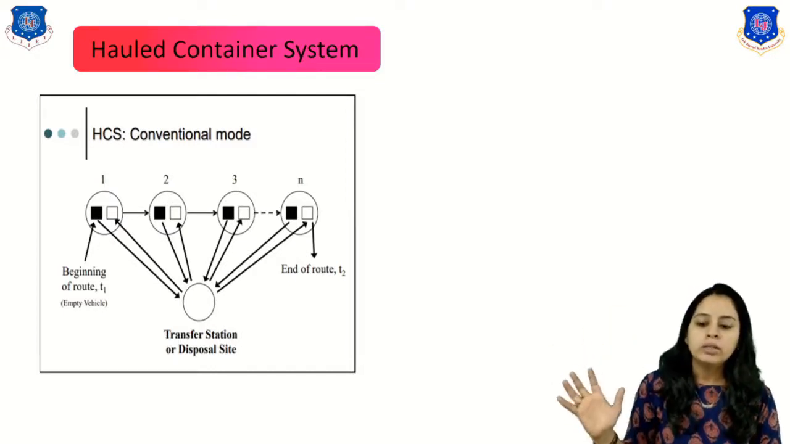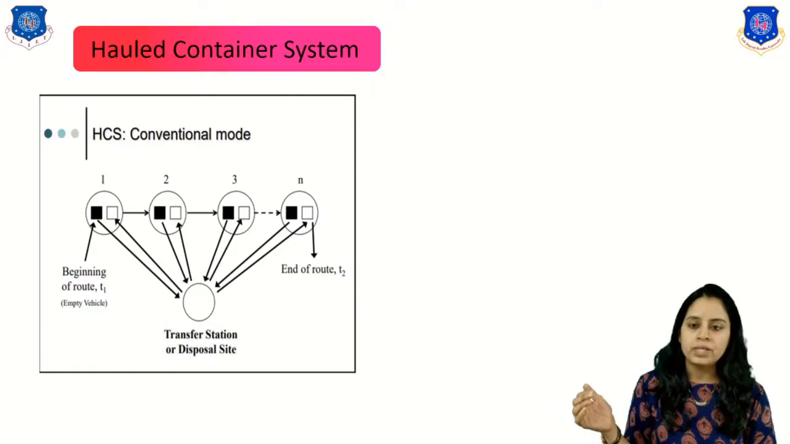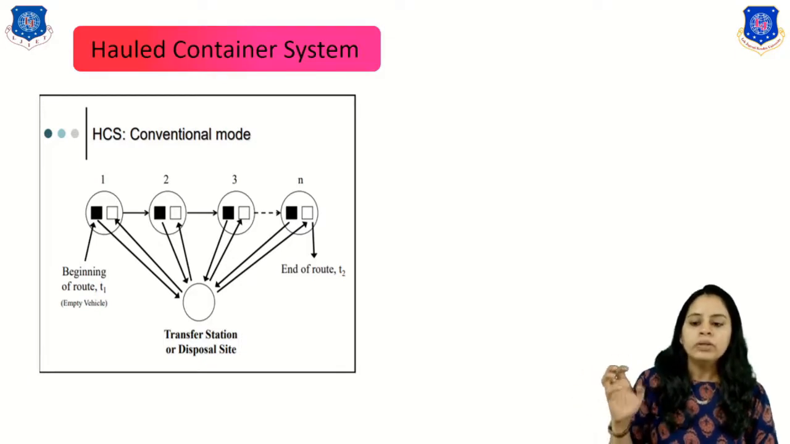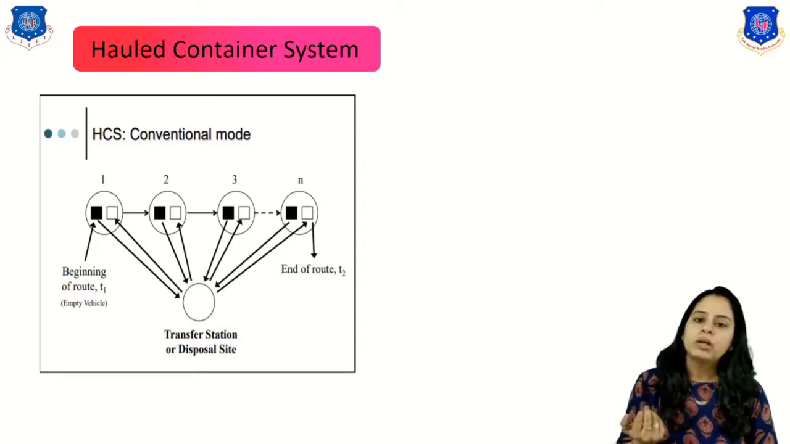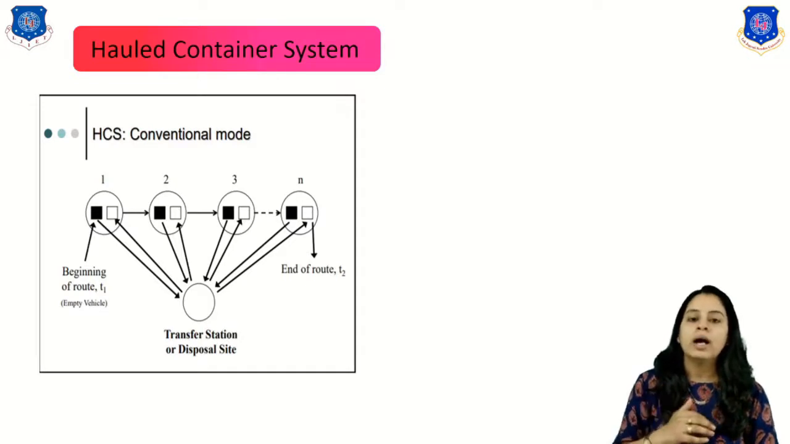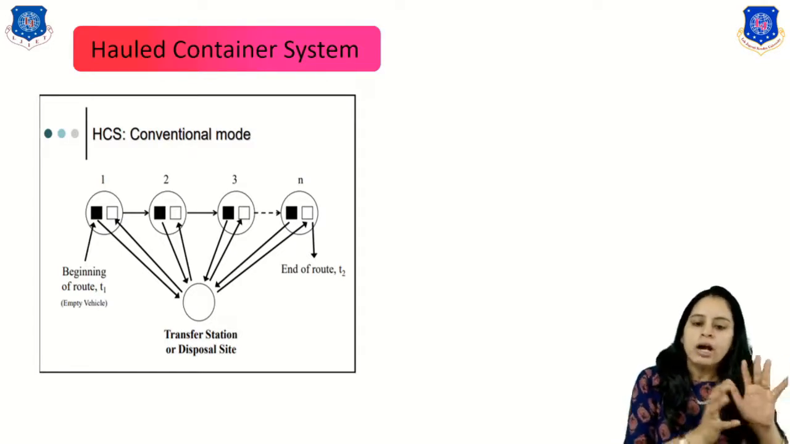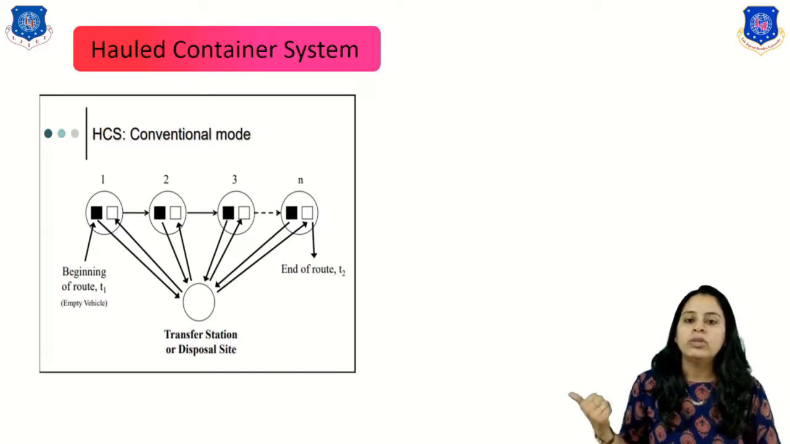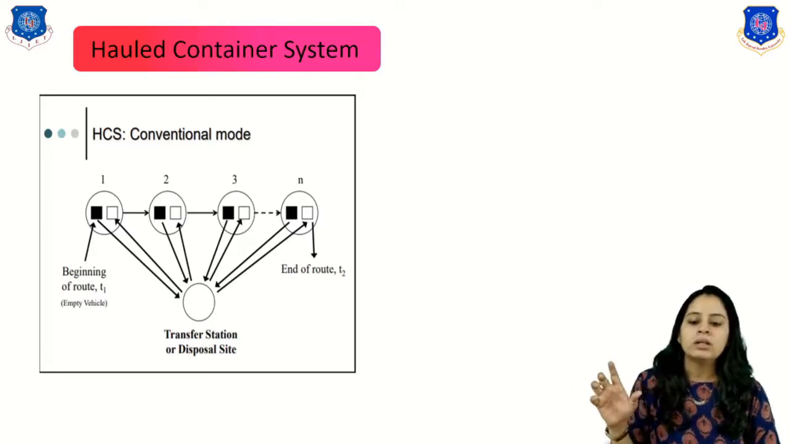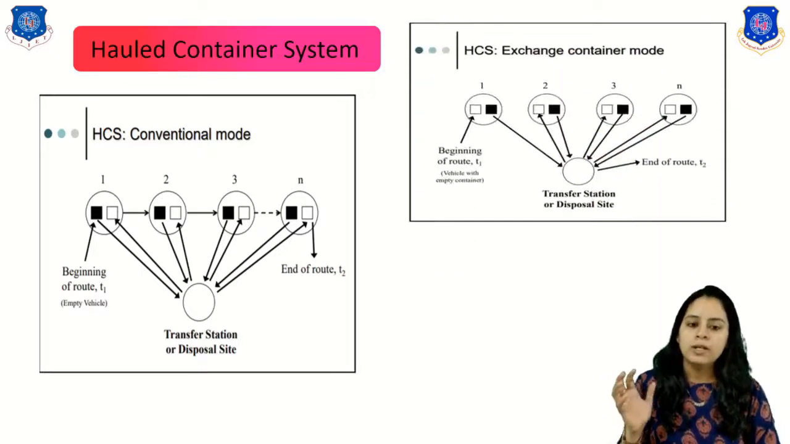On screen you can see the figure of the hauled container system. First, the beginning of the route is here. This is the conventional mode of the hauled container system. The vehicle starts empty, then is loaded with the solid waste, then goes to the second station, where again it is emptied and loaded a second time. The loading and unloading continue and the station points change. After the end station, this is the end of the route, and the main circle is the transfer station or the disposal site.